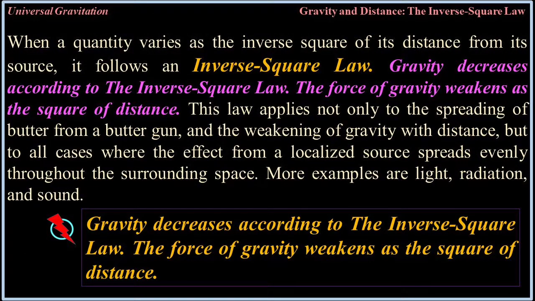When a quantity varies as the inverse square of its distance from its source, it follows an inverse square law. Gravity decreases according to the inverse square law. The force of gravity weakens as the square of distance. This law applies not only to the spreading of butter from a butter gun and the weakening of gravity with distance, but in all cases where the effect from a localized source spreads evenly throughout the surrounding space. More examples are light, radiation, and sound.